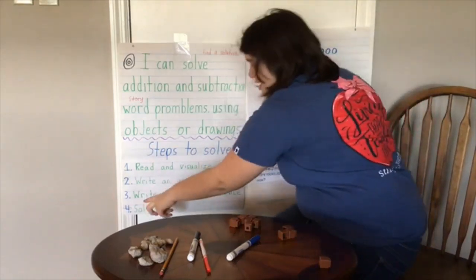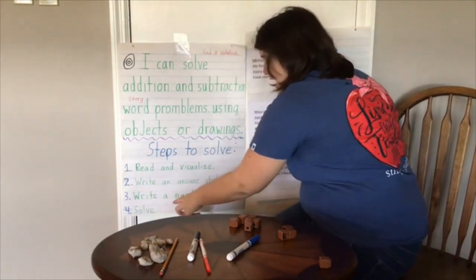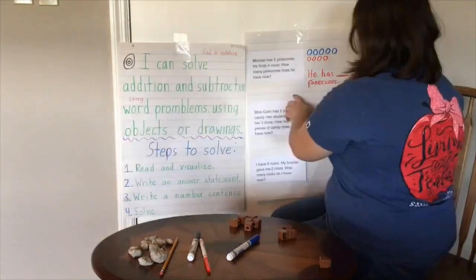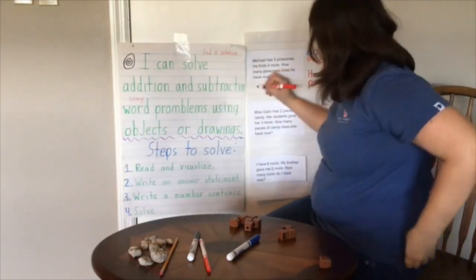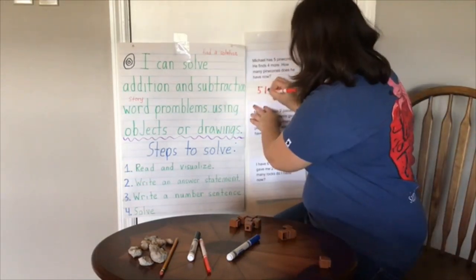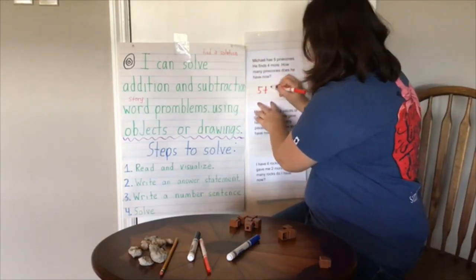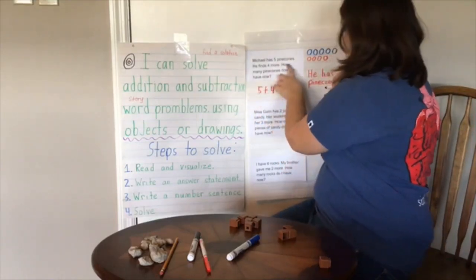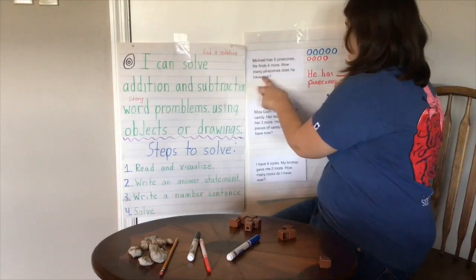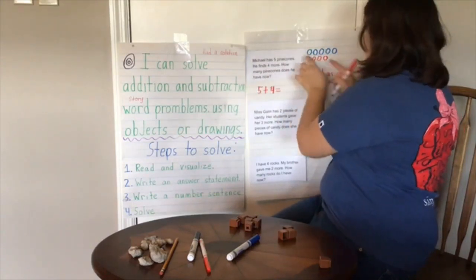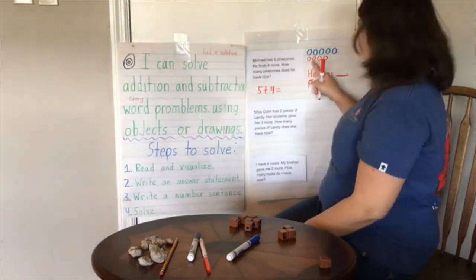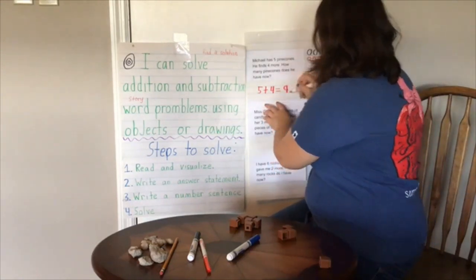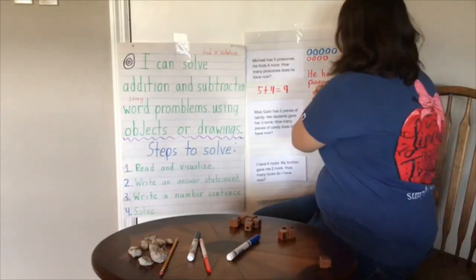Our third step is to write a number sentence. We're going to do 5 plus 4 equals, okay, how many pine cones does he have now? So solve it now. 5, 6, 7, 8, 9. He had 9 pine cones altogether. So he had 9 pine cones.